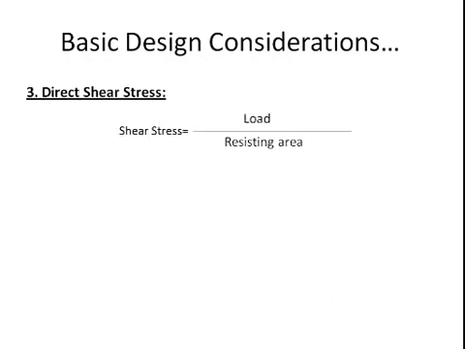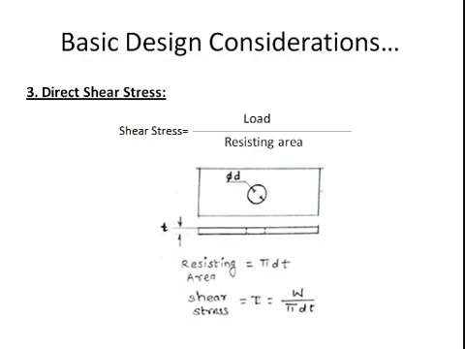Next type of stress is direct shear stress. See, when the component is subjected to a tangential load, the kind of stress developed is known as shear stress. Now, the shear stress may act on the circumferential area, or it may act on the cross-sectional area of the component. So I will discuss both these cases, when the shear stress is acting on the circumferential area and when it is acting on the cross-sectional area.